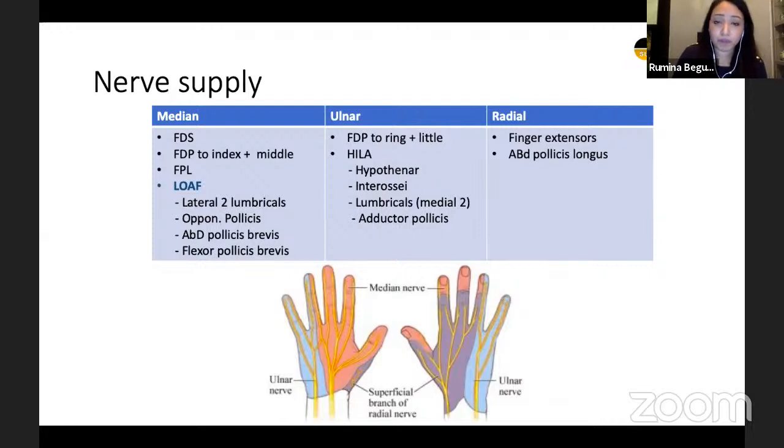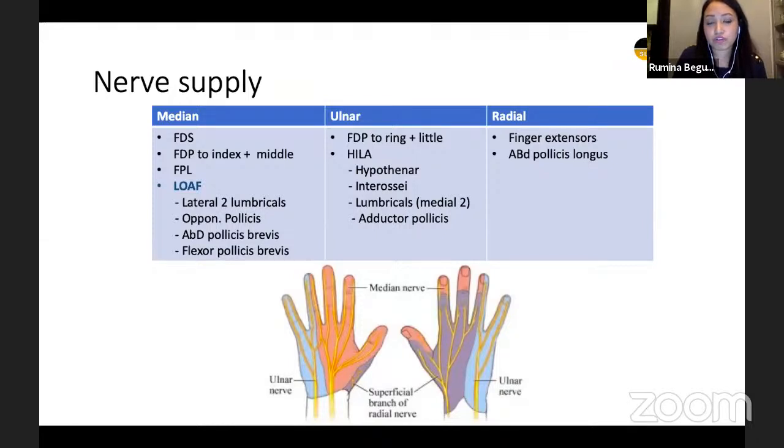Moving on to the ulnar nerve, the main thing is it supplies most of the intrinsic muscles of the hand. The way to remember it is with the mnemonic HILA: hypothenar muscles, interossei, lumbricals, but remind yourself that it's actually the medial 2 lumbricals, and adductor pollicis. This is key clinically when you're examining for ulnar nerve dysfunction, testing adductor pollicis with Froment's test. If you allow them to hold a piece of paper and you get FPL action and they're unable to adduct the thumb, it does indicate ulnar nerve dysfunction. Another thing to note is that the ulnar nerve supplies the FDP to the ring and little finger.